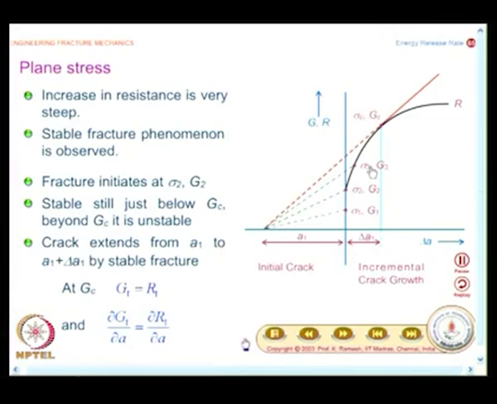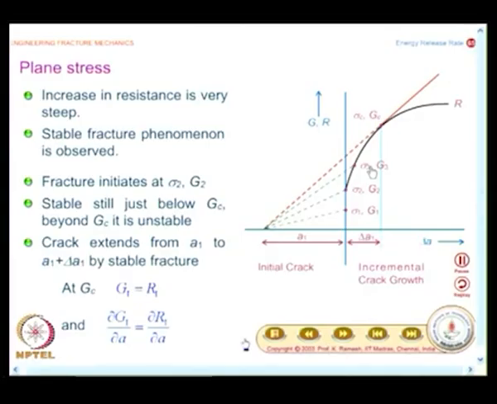But in actual practice, stable fracture is immediately followed by unstable fracture. Do not think that it is like a crack growth mechanism. We are not discussing crack growth mechanism, we are discussing only fracture, but we are trying to provide an explanation. Fracture is possible, stable fracture is possible, and your R curve concept gives you that comfort. Okay.